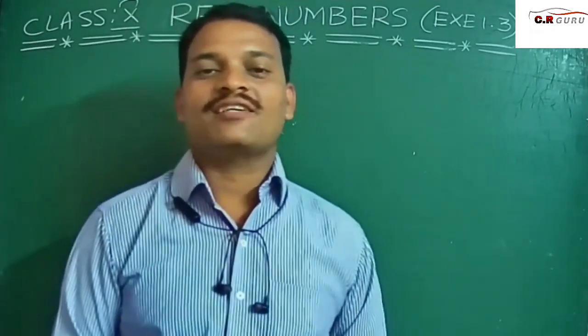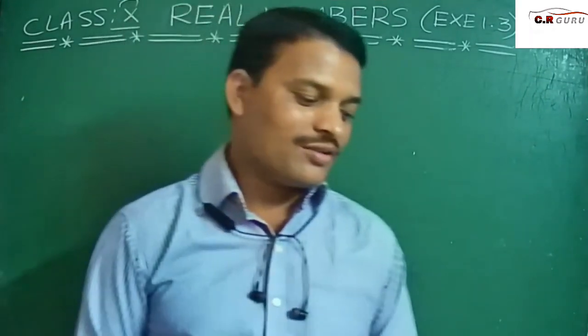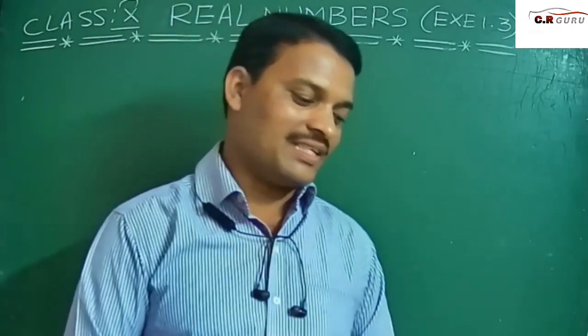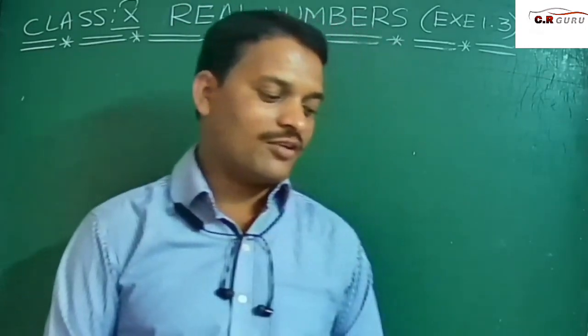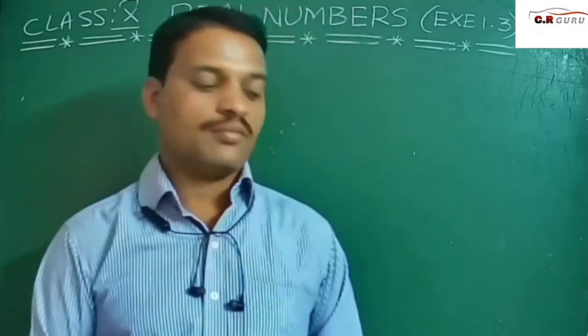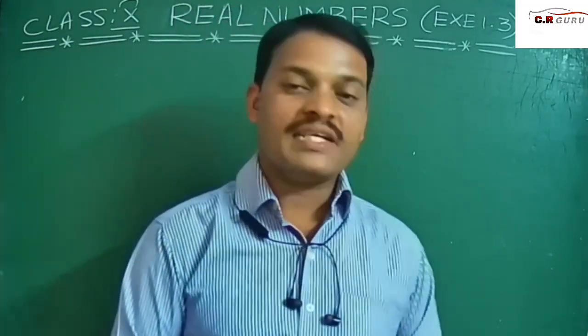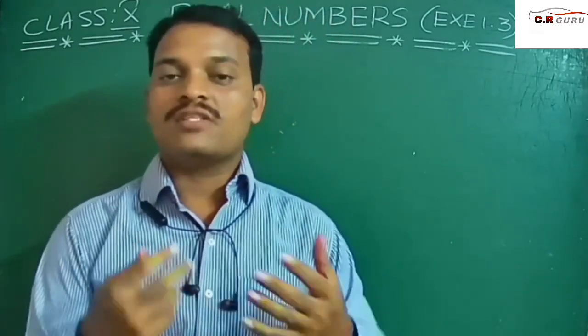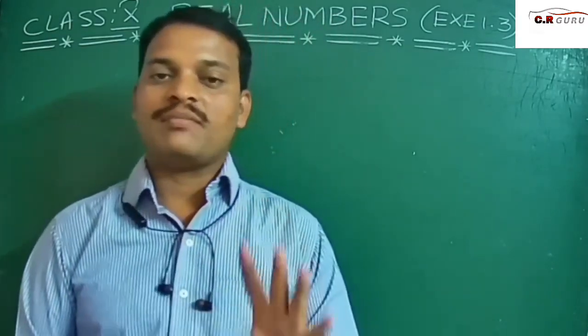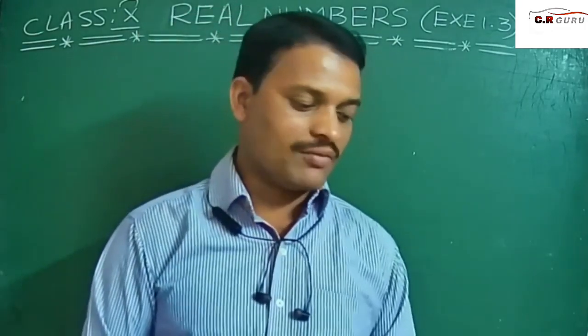So what is the second question? Without performing normal division, state whether the following rational numbers will have a terminating decimal form or a non-terminating repeating decimal form. Once you need to check. Here nearly 10 sums are given, so I am explaining any 4 types of sums I want to explain to you.